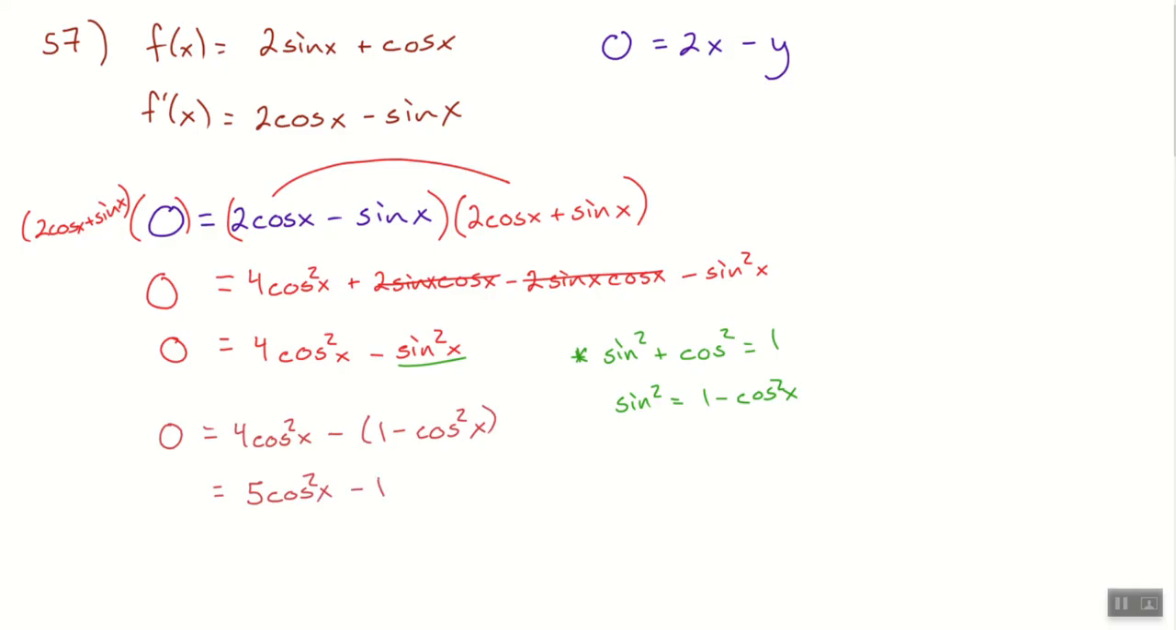I think this is going to come out to 5 cosine squared x minus 1. Again, don't just blindly trust. I didn't look at any of this problem. I have no idea. It's going to be really a shame if we're wrong in the end. This is good stuff.